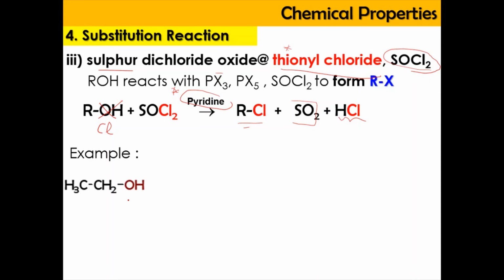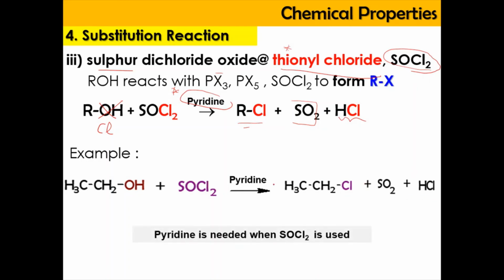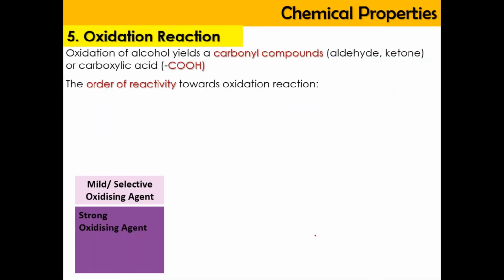So alcohol reacts with SOCl2, and the OH here is going to be replaced with Cl. This happens in the presence of pyridine, and the byproducts are going to be sulfur dioxide and HCl. And as mentioned, pyridine is needed when SOCl2 is used. Now we're going to do another reaction, which is the last reaction of alcohol.